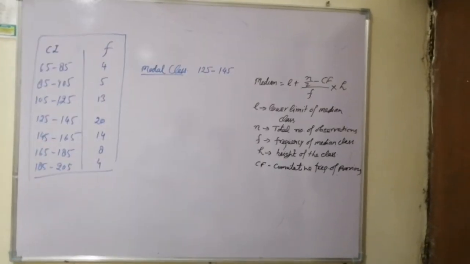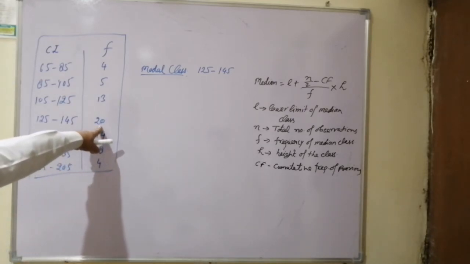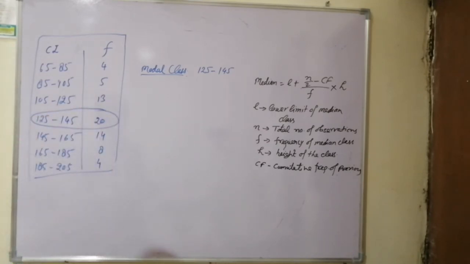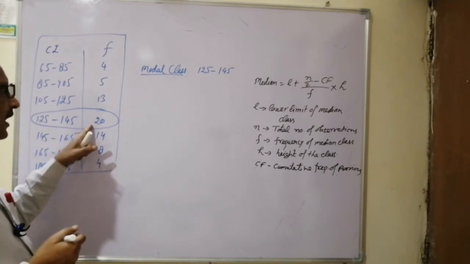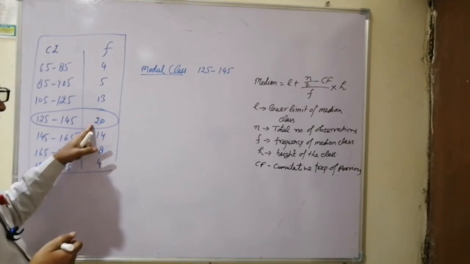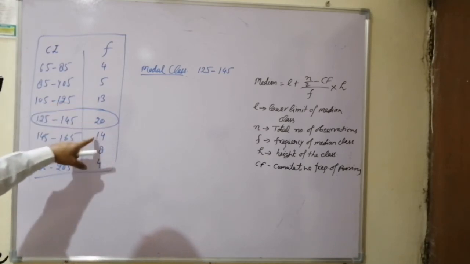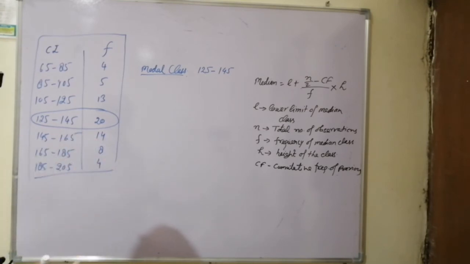Now for the same question, I will calculate the mode also. For mode we have to find the modal class, which is the class having the maximum frequency. The maximum frequency is 20, so this class is the modal class. Now we can get F0, F1, H. H is 20, F1 is 20, F0 is 13 and F2 is 14. L is also known to us, that is 125.